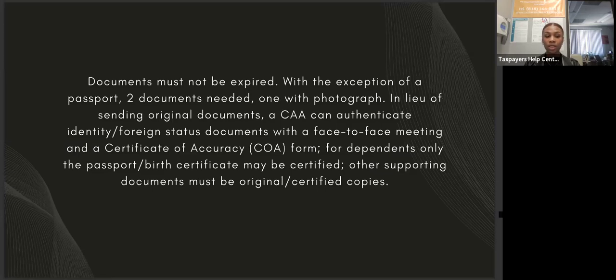In lieu of sending original documents, a CAA can authenticate identity and foreign status documents with a face-to-face meeting and a certificate of accuracy, COA form. For dependents only, the passport and birth certificate may be certified. Other supporting documents must be original or certified copies.